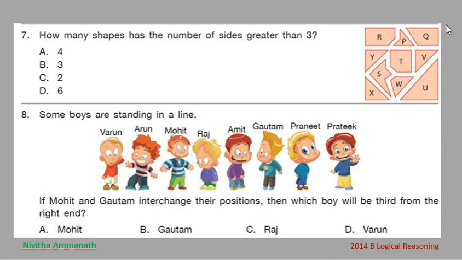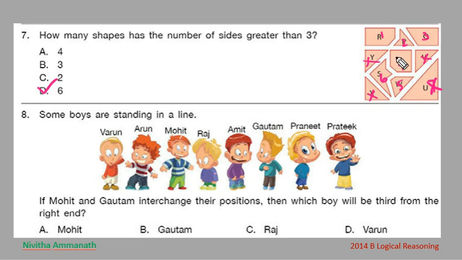How many shapes have the number of sides greater than 3? Here, how many shapes? Three sides is a triangle. So, this is not, this is not, this is not. These are triangles, so not counting. Here 1, 2, 3, 4, 5, 6, 7. But this is a triangle, so it's not counted. So only 6. So D is the correct option.